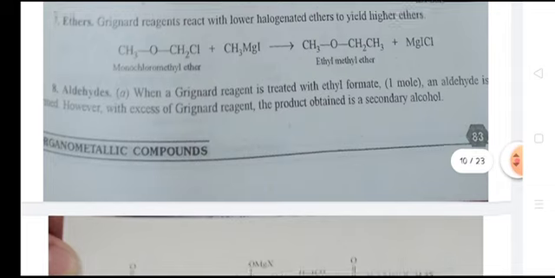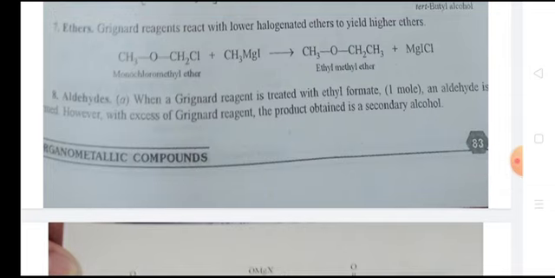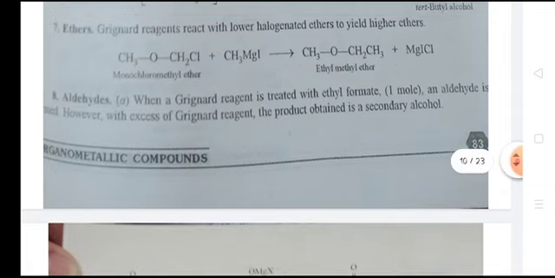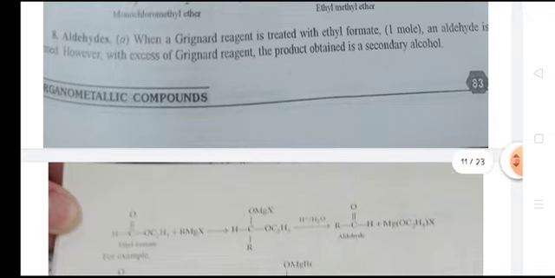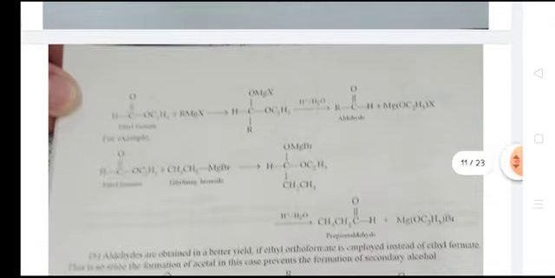Monochloromethyl ether reacts with Grignard reagent to form ethyl methyl ether. Eighth, aldehydes. When a Grignard reagent is treated with 1 mole of ethyl formate, an aldehyde is formed. However, with excess of Grignard reagent, the product obtained is a secondary alcohol.